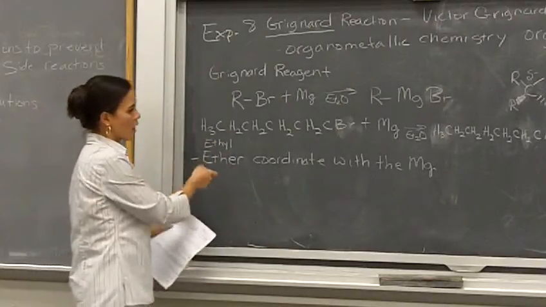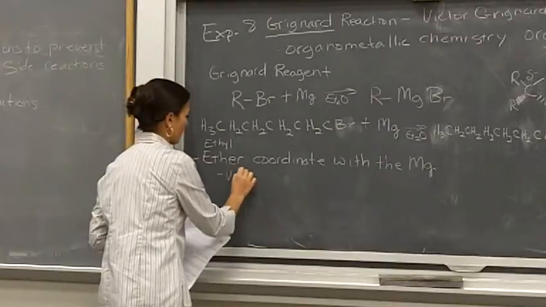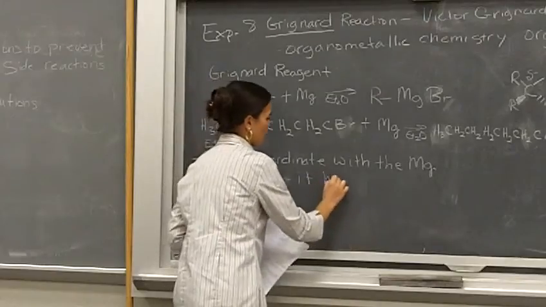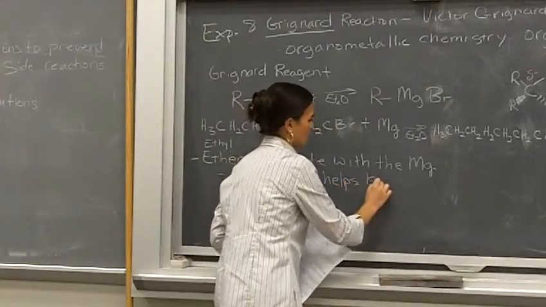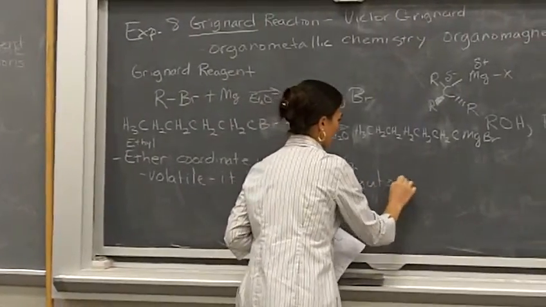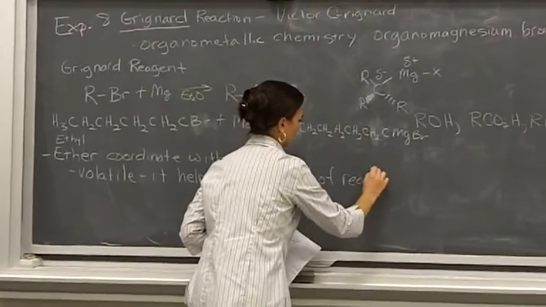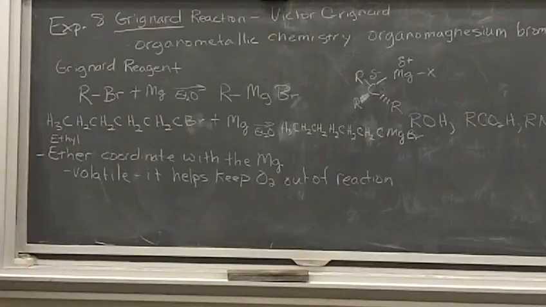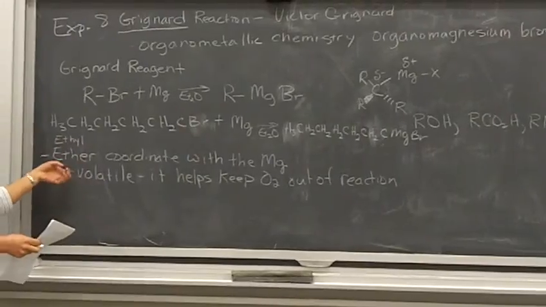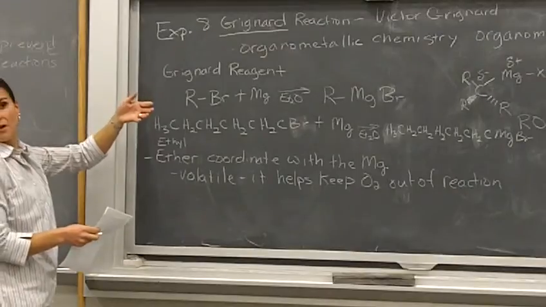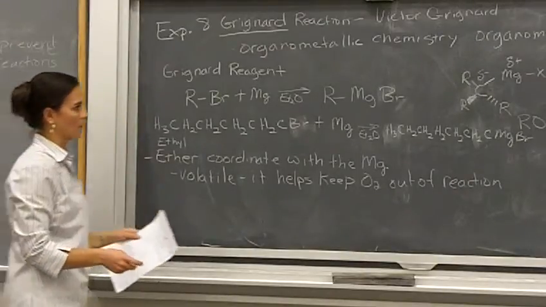The other thing that is helpful about ether is since it is so volatile, it helps keep oxygen out of our reaction. And we'll talk about here in a minute why that is important. So that's why we're using ether instead of THF for our reactions, okay? And it's that volatility giving it a greater vapor pressure, so the ether vapor sits above the ether solvent and helps push the oxygen out.